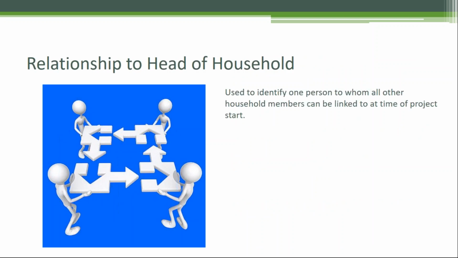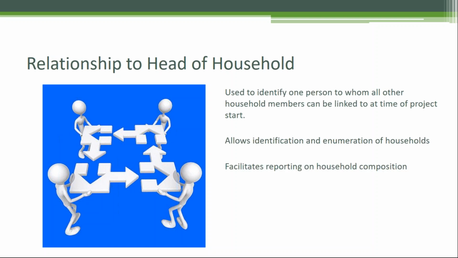Relationship to head of household is used to identify the one person to whom all other household members can be linked to at the time of project start. This allows us to identify and calculate the number of households that are being served, as well as facilitates reporting on household composition. So we can report on the number of individuals that are served versus the number of family households that are served.